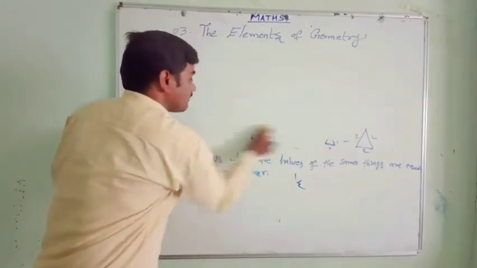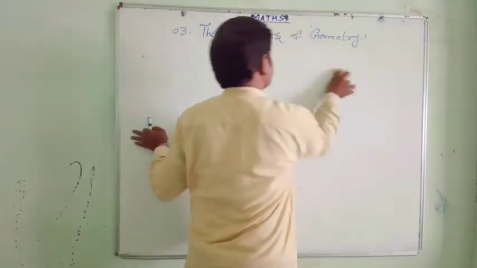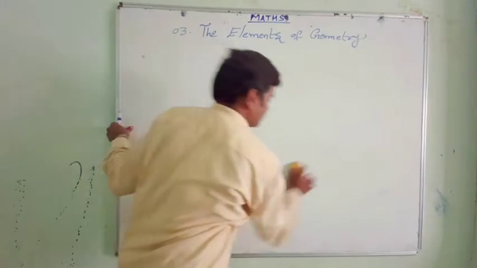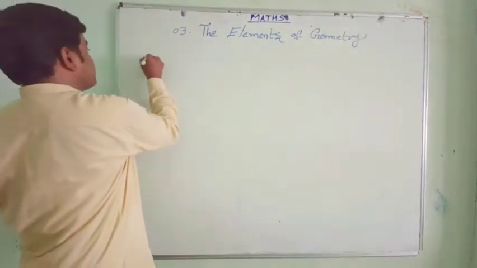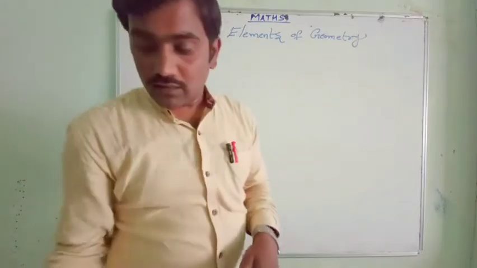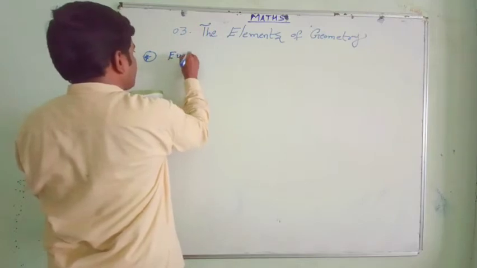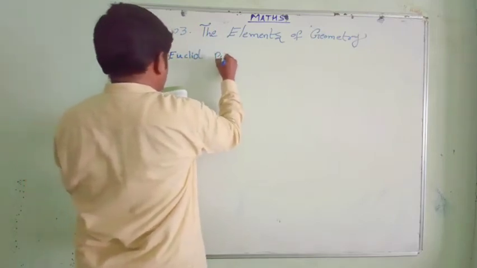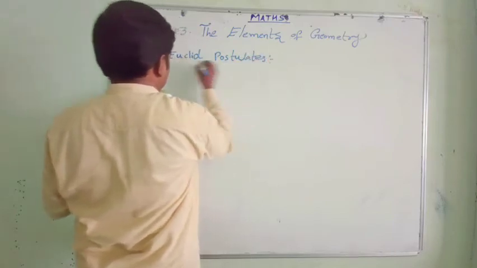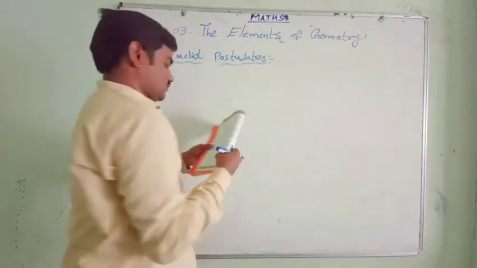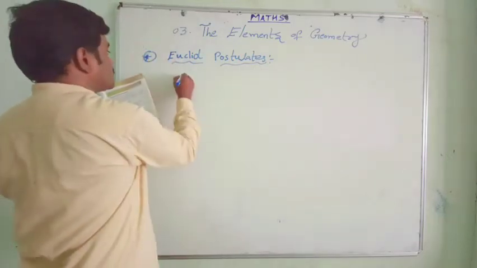We'll go for Euclid postulates. Now we go for the Euclid postulates. Euclid axioms and Euclid postulates both are important. So let us go for postulates. Euclid postulates. Here there are some Euclid postulates. Postulate number 1.